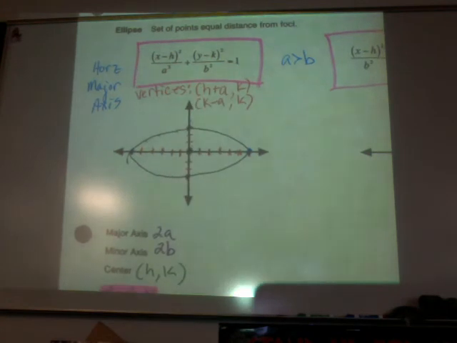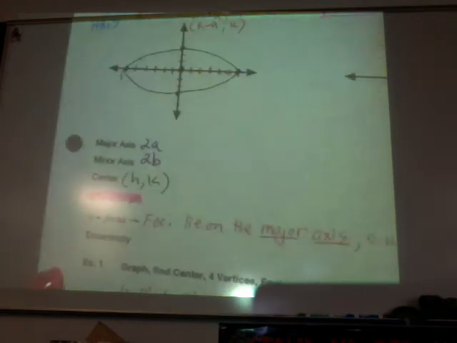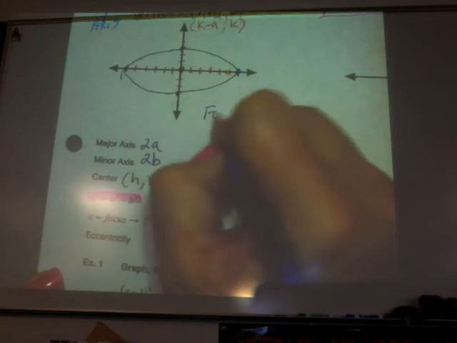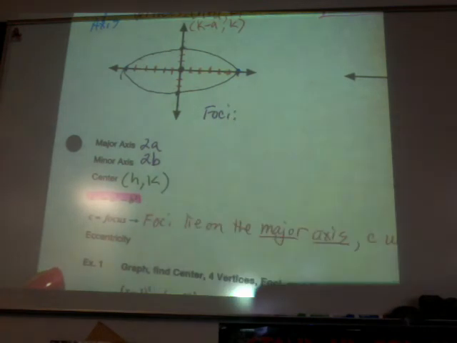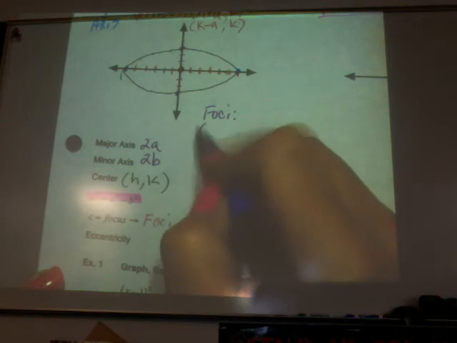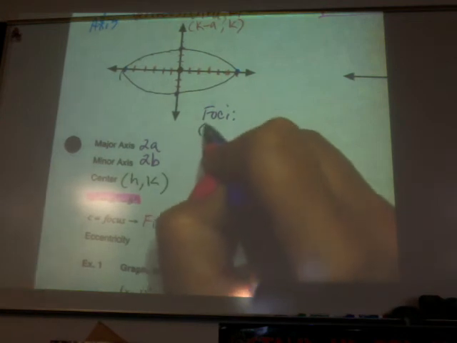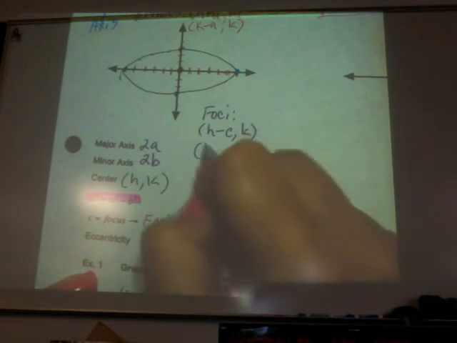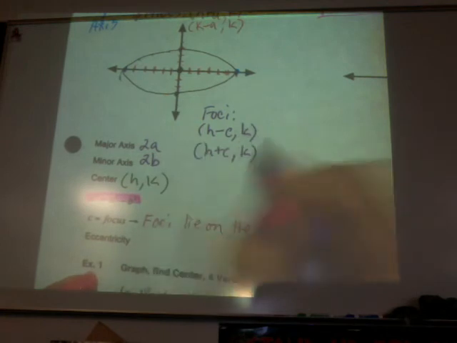I will go ahead and give you the formulas to find that, so you can write it down here. So your foci, and again, I don't memorize this because I'd rather just graph it. Again, your h or your x is going to be affected, so you're going to subtract c or add c, but the k doesn't change.